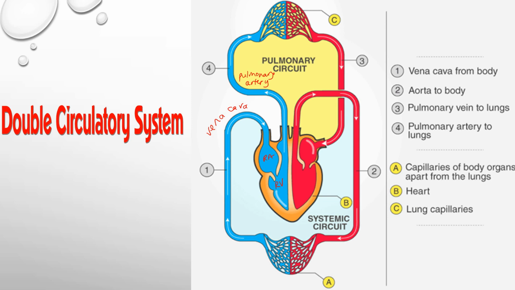So the capillaries in the lungs surrounding the alveoli are going to pick up the oxygen. So C is labelled as the lung capillaries surrounding all those little air sacs, those alveoli.